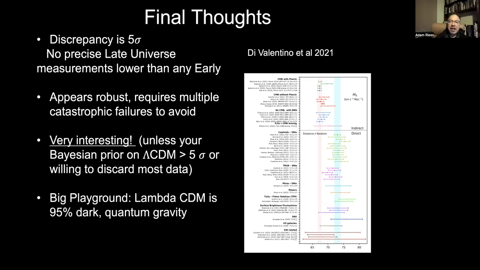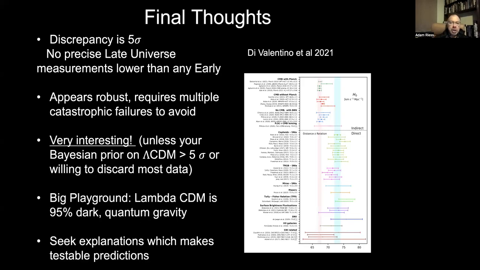And I think it's always important to remember LambdaCDM itself is not Maxwell's equations. It's a fitting function. It has a lot of phenomenology, but it's missing a lot of basic physics. 95% of it is dark. We don't have quantum gravity. And so it's not crazy to think that there's something missing with LambdaCDM and that these tensions could be clues to those. So I will end there and happy to take any questions that you have.